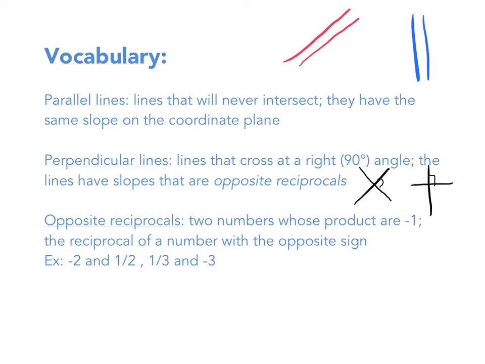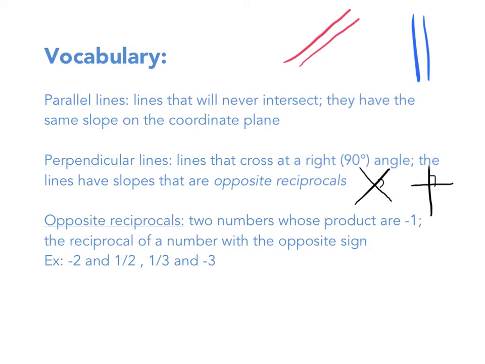And what's most important about identifying perpendicular lines is that the slopes of the lines are opposite reciprocals. Opposite reciprocals are two numbers whose product is -1. And how you see those are the reciprocal. Remember, reciprocal is the flip of a number with the opposite sign.